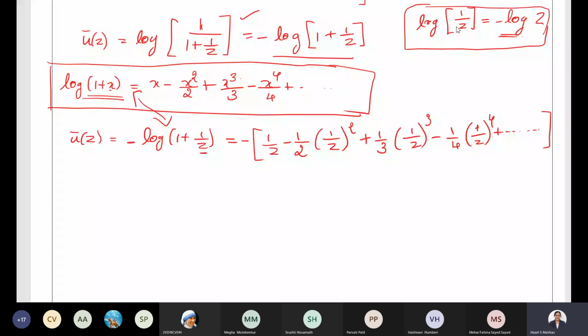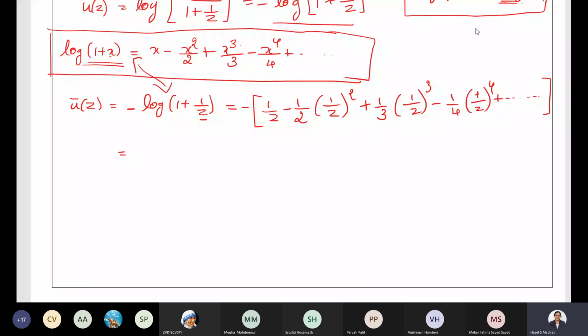Now, what do we get when we multiply this negative sign inside? It will be minus 1 by z. Minus of minus will be plus 1 by 2 into 1 by z square. Then minus into plus will be minus 1 by 3 into 1 by z cube. Minus and minus will become plus, so 1 by 4 into 1 by z power 4 minus etc. So this is what we get.